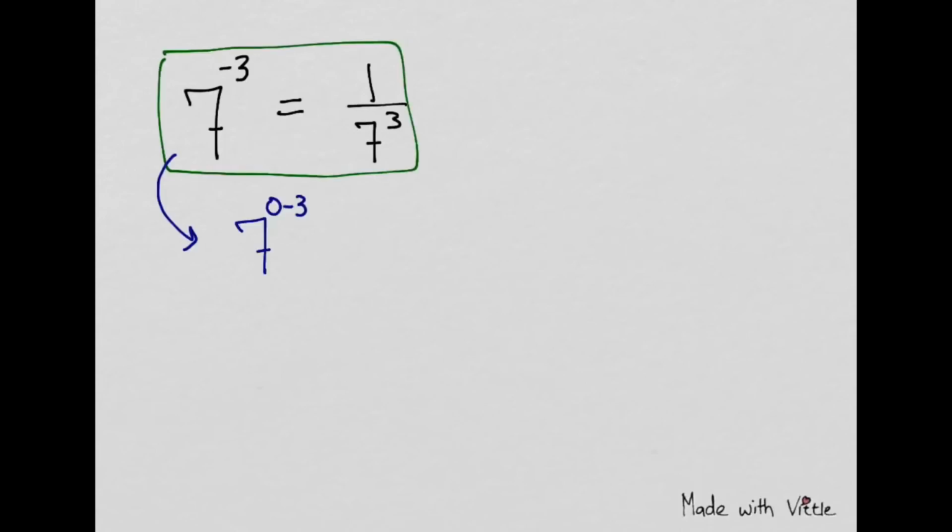So 7 to the negative 3 is 1 over 7 to the 3. Some people think of it as 7 to the 0 minus 3. It's the same as 7 to the negative 3. That's the same as saying 7 to the 0 over 7 to the 3, which is 1 over 7 to the 3. Because anything to the 0 power that's non-zero is 1.